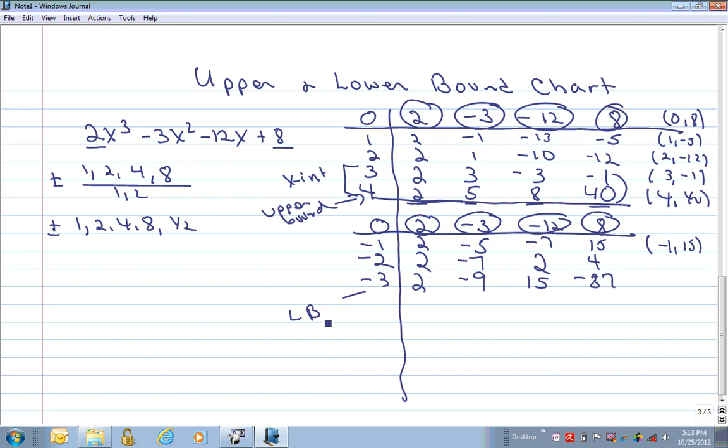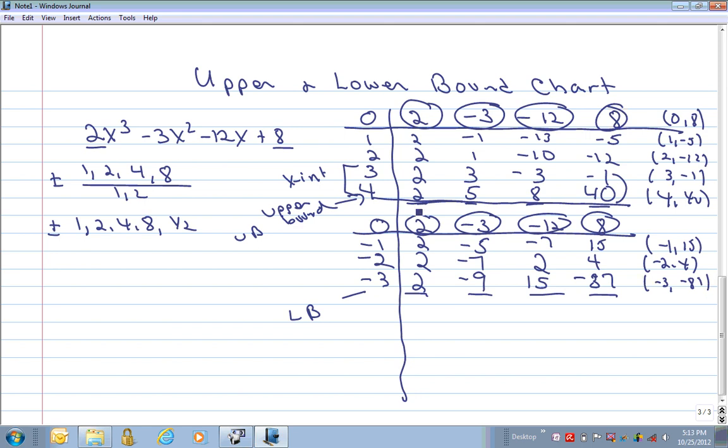And sometimes I just write LB, and up here for the upper bound I write UB. We've reached our lower bound because positive, negative, positive, negative. We've reached that alternating pattern that gives our lower bound. We do have a couple ordered pairs here, negative 2, 4, and then negative 3, negative 37. So we have several good points here.